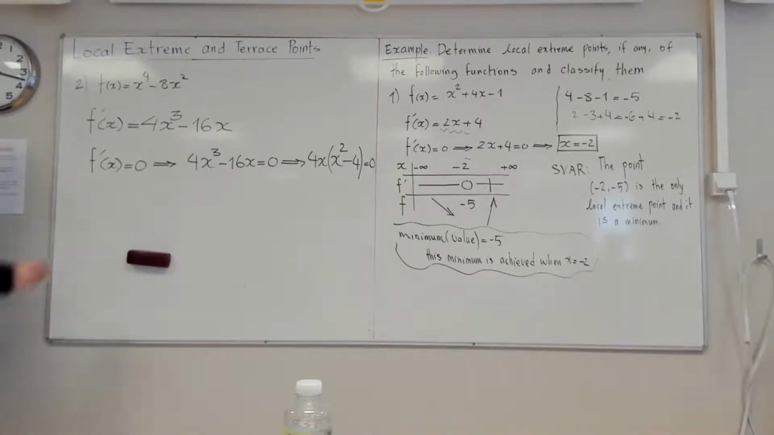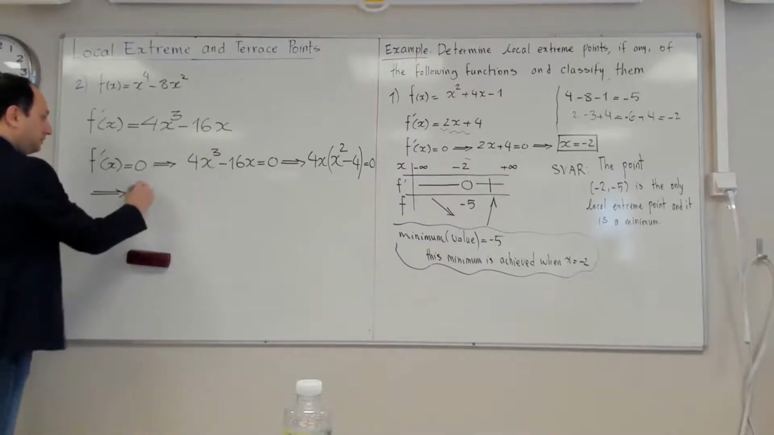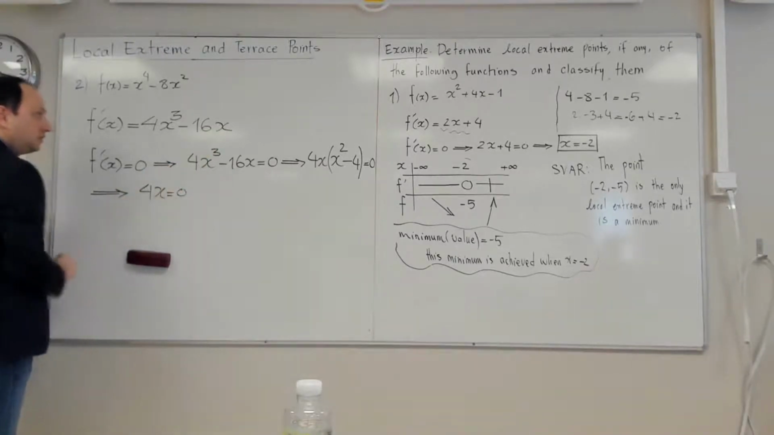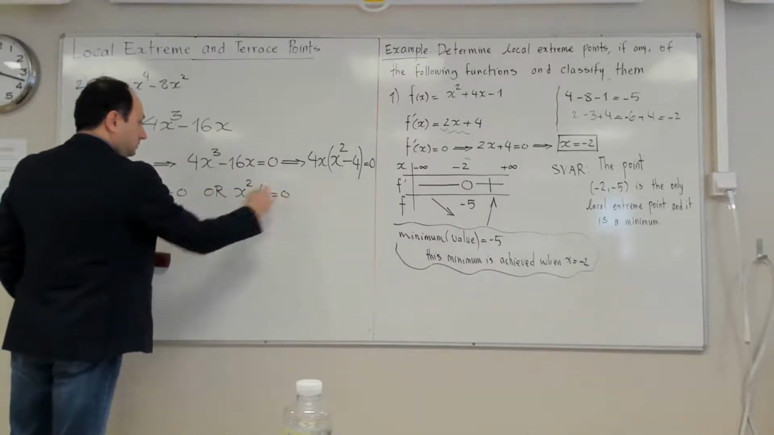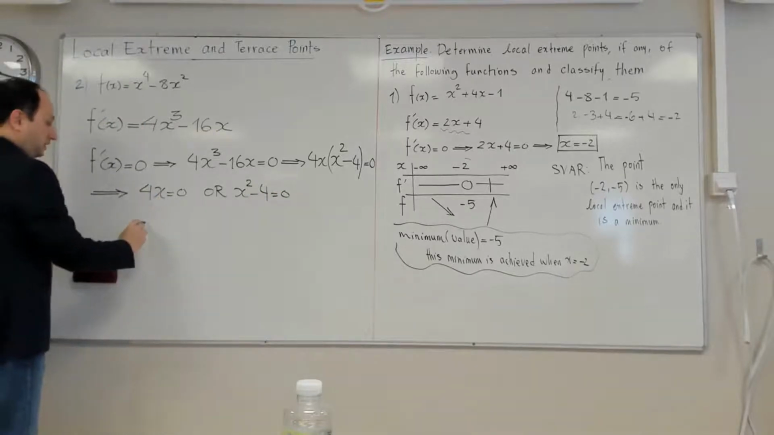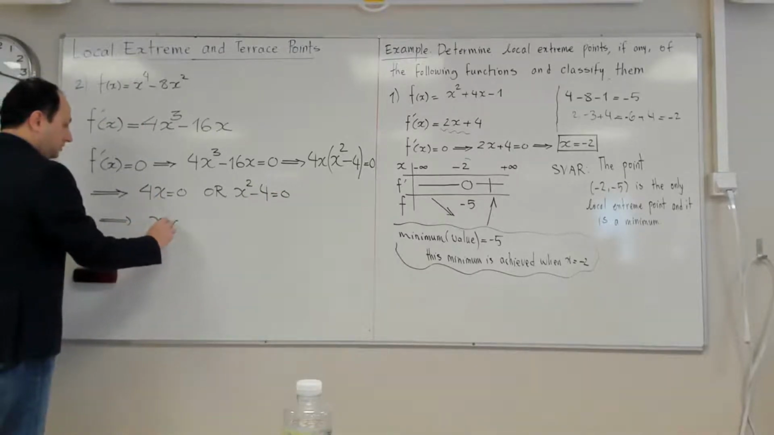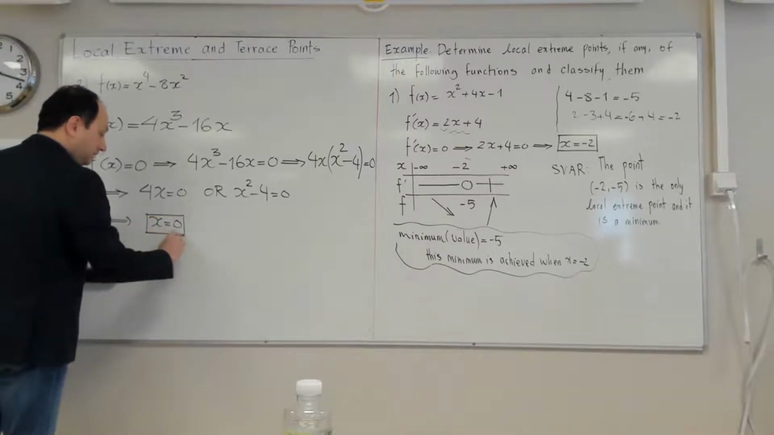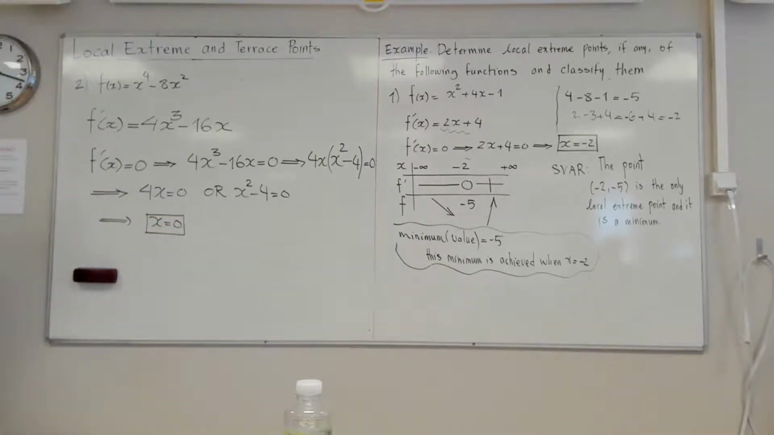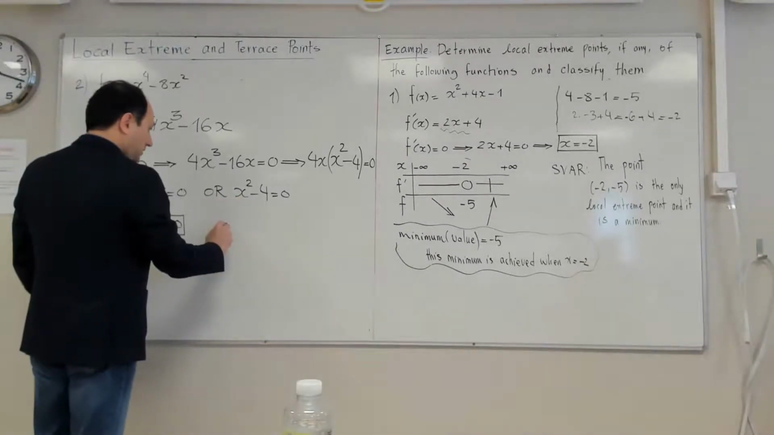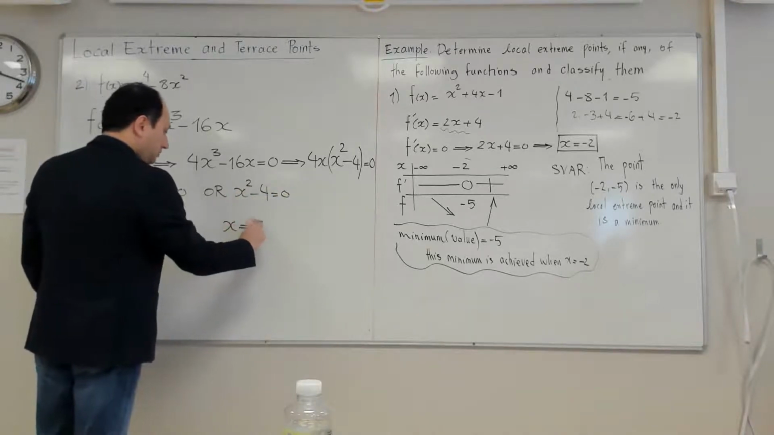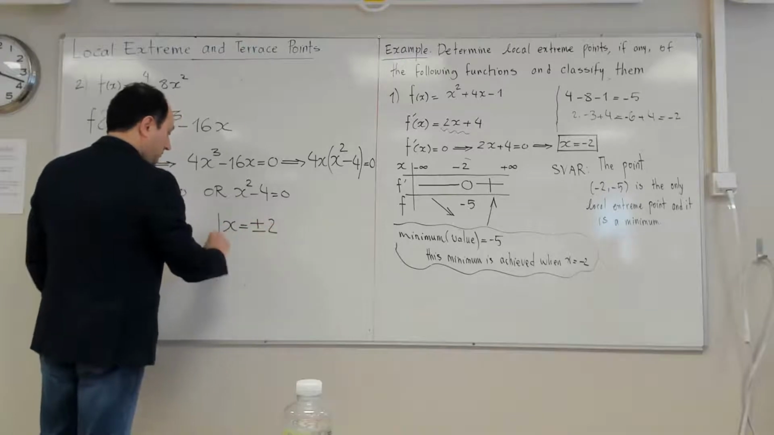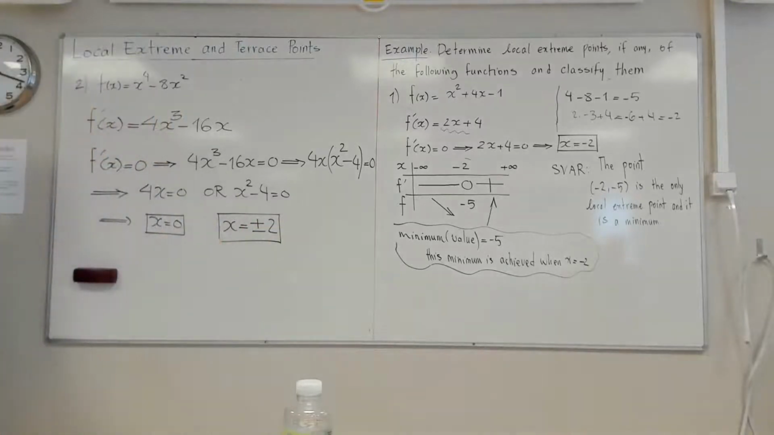And then, according to the zero product rule, either the first one is 0 or the second one is 0. If this is 0, what does it mean? It means that I have x equal to 0. This is one candidate. I don't know if it is a local maximum, a minimum, or a terrace point. Here, how many answers do I get? I get 2 answers, because x squared is equal to 4. So x is equal to plus or minus 2. So now I have 3 candidates.